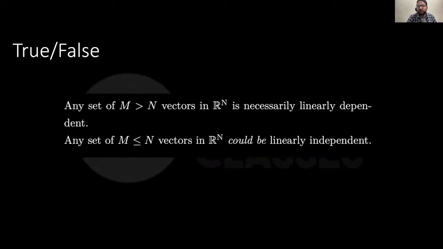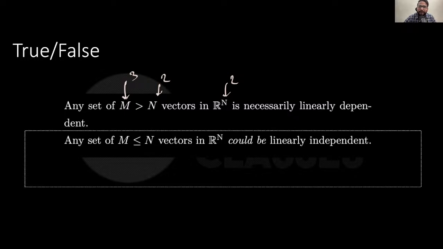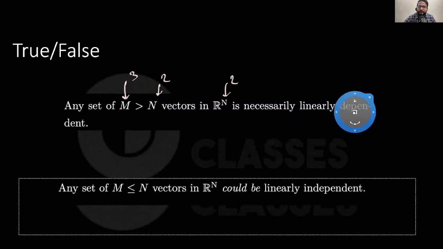Now tell me if it is true or false. What they are saying is any set of m vectors where m is greater than n. Let's just take m as 3 and n as 2. In R2, any set of 3 vectors is necessarily linearly dependent. Tell me if the first statement is true or false.